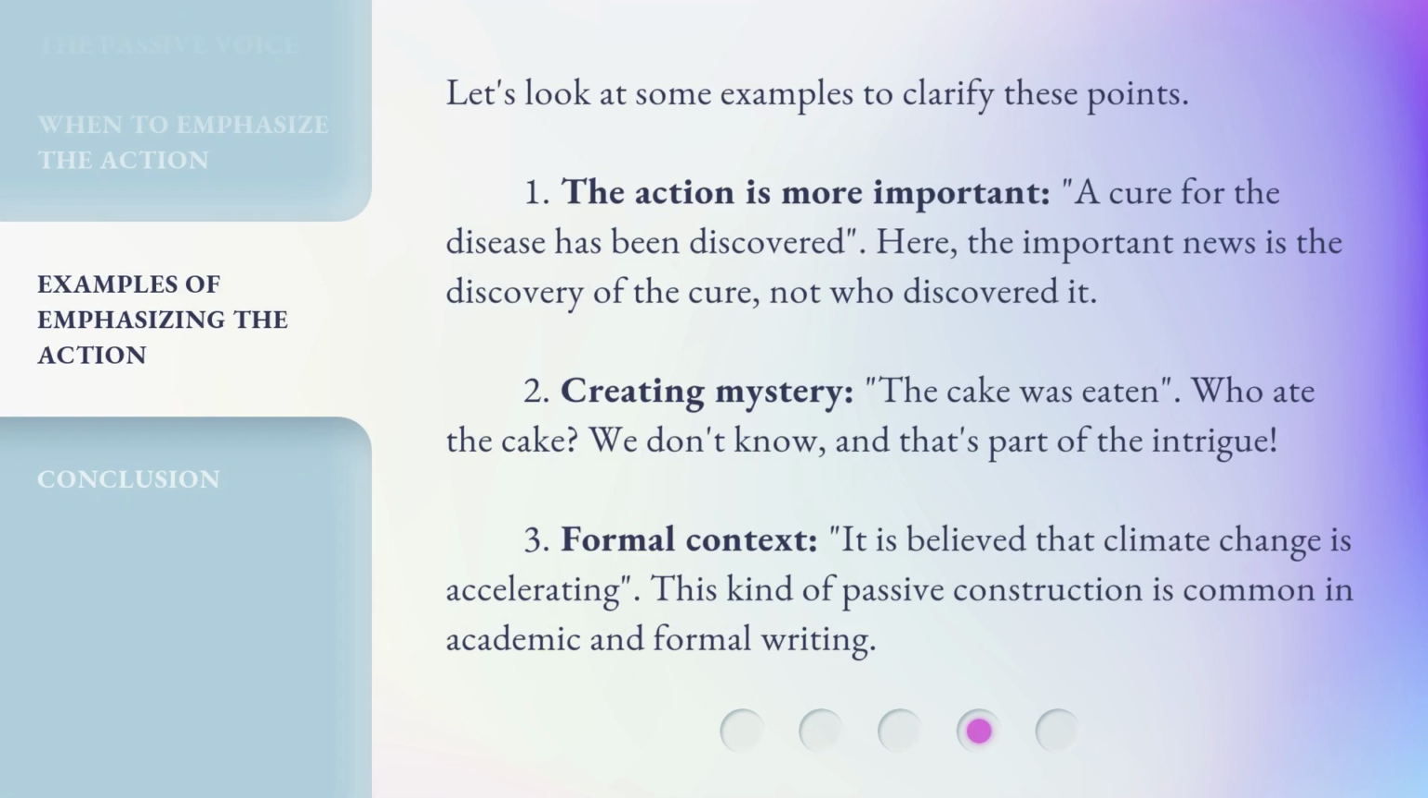Let's look at some examples to clarify these points. 1. The action is more important. A cure for the disease has been discovered. Here, the important news is the discovery of the cure, not who discovered it. 2. Creating mystery. The cake was eaten. Who ate the cake? We don't know, and that's part of the intrigue. 3. Formal context. It is believed that climate change is accelerating. This kind of passive construction is common in academic and formal writing.